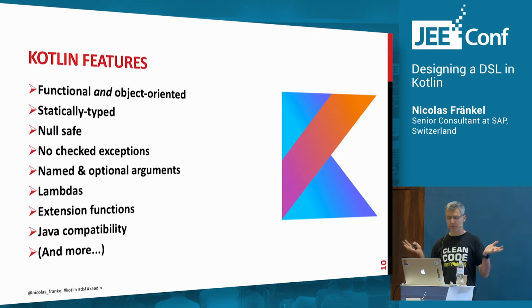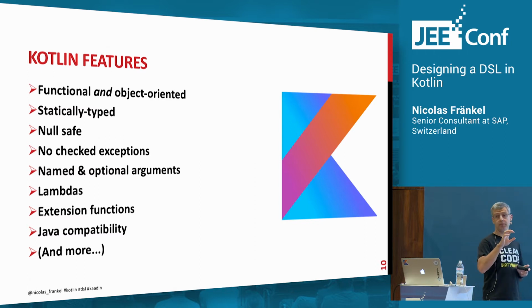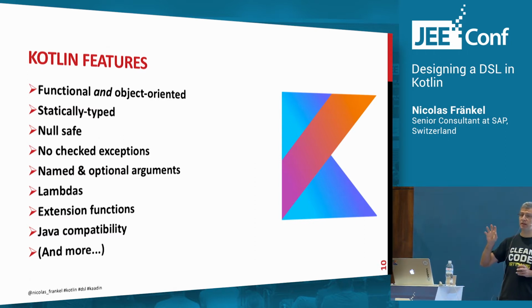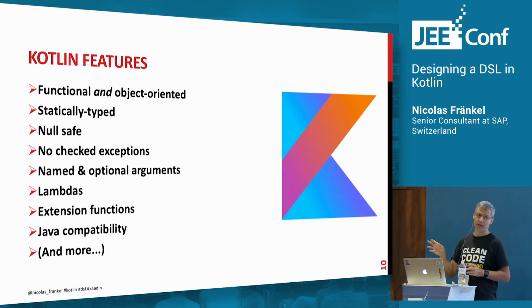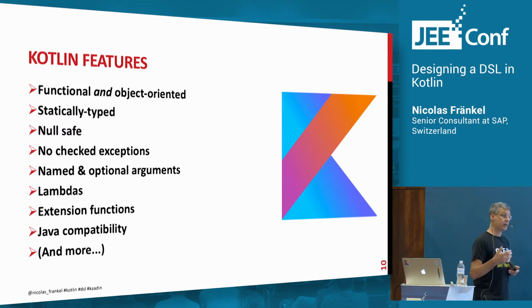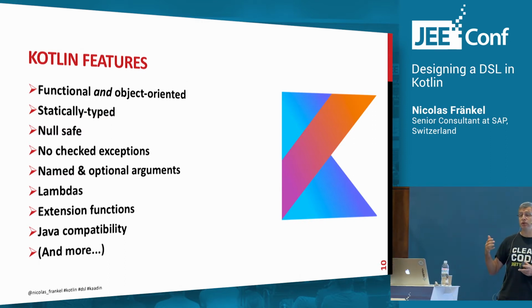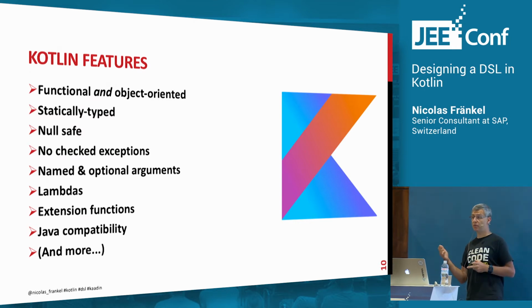So some Kotlin features. It's of course object-oriented and functional, like Scala. It's statically typed, so you don't need more tests to check the type system. Very important, it's null safe by default. So for every type that cannot be null, there is an equivalent type that can be null, and one is not equivalent to the other. So you have to check whether it's null and then cast it into the non-nullable type. And that is very important.